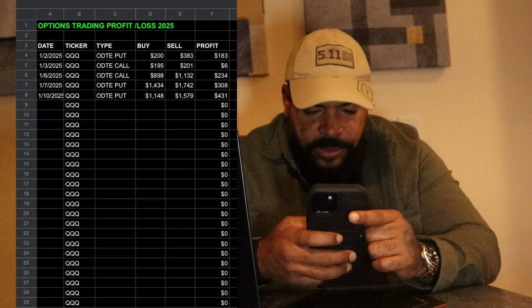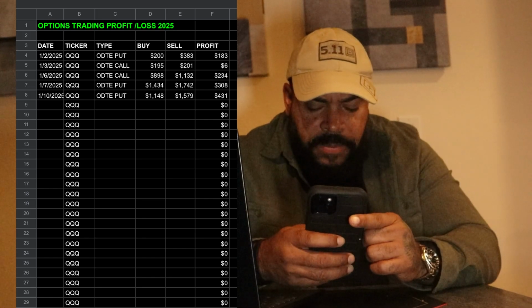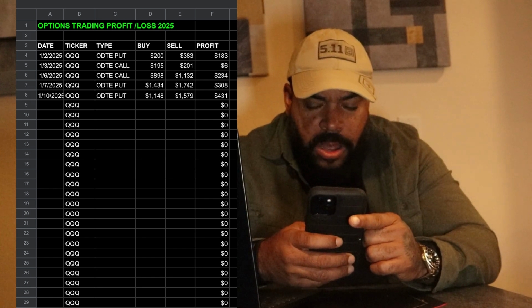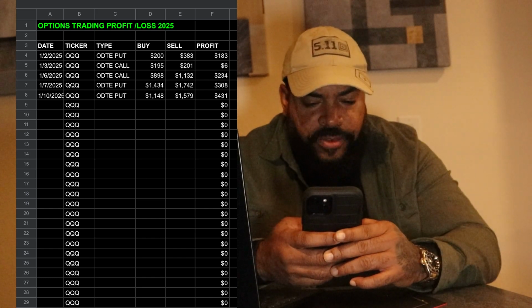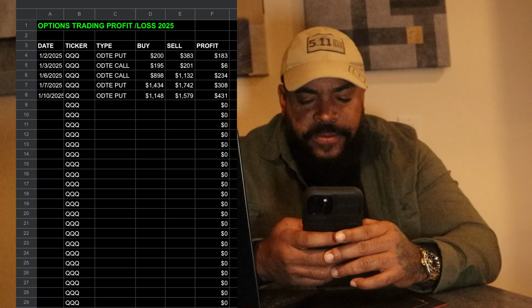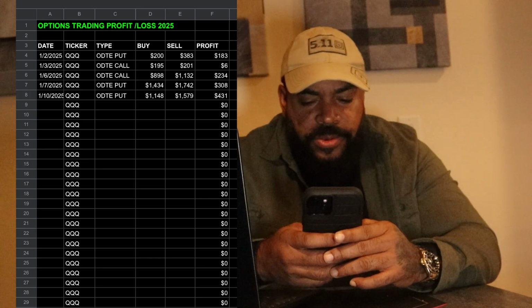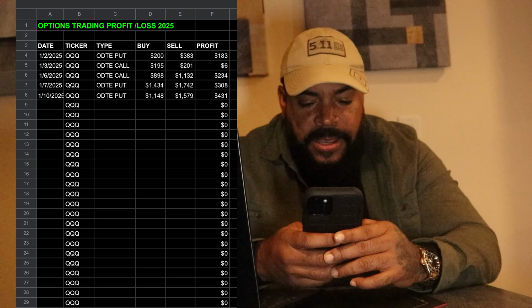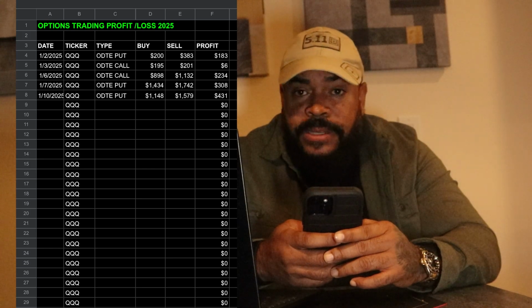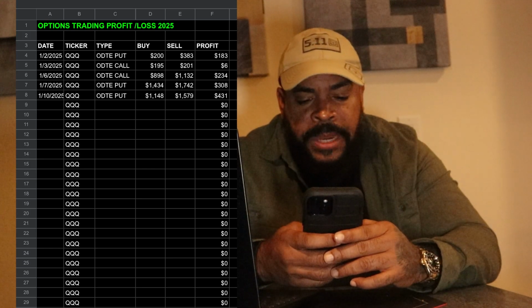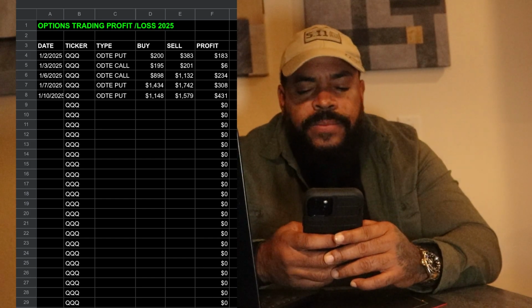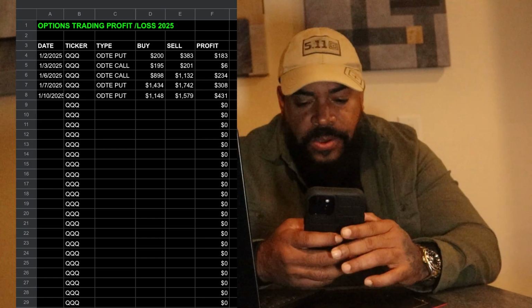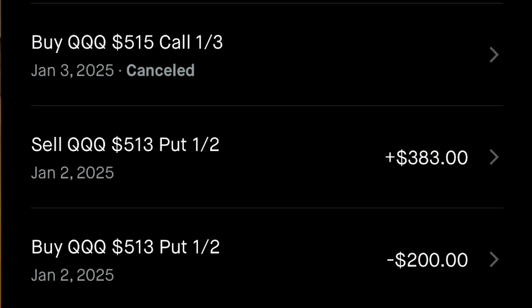So starting in January, today is the 12th, but I've only traded a total of 5 days so far. My first trade was on the 2nd of January and it was on QQQ. It was a 0DTE put, a 0 days to expire put. On that one, I put up $200 and I ended up selling for $383. So right off the top, I made $183 on that trade.